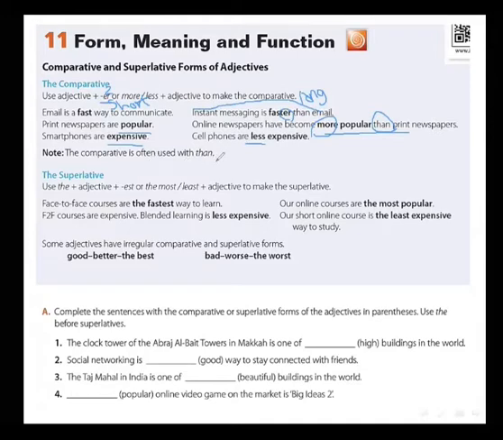Okay, the comparative is often used with than. Write the notes, please. What about the superlative? The superlative, when I say Noor is the tallest girl in the class. Here, I compare between Noor and all the girls in the class. It's comparing between one and a group, more than two. Do you get it? Okay.